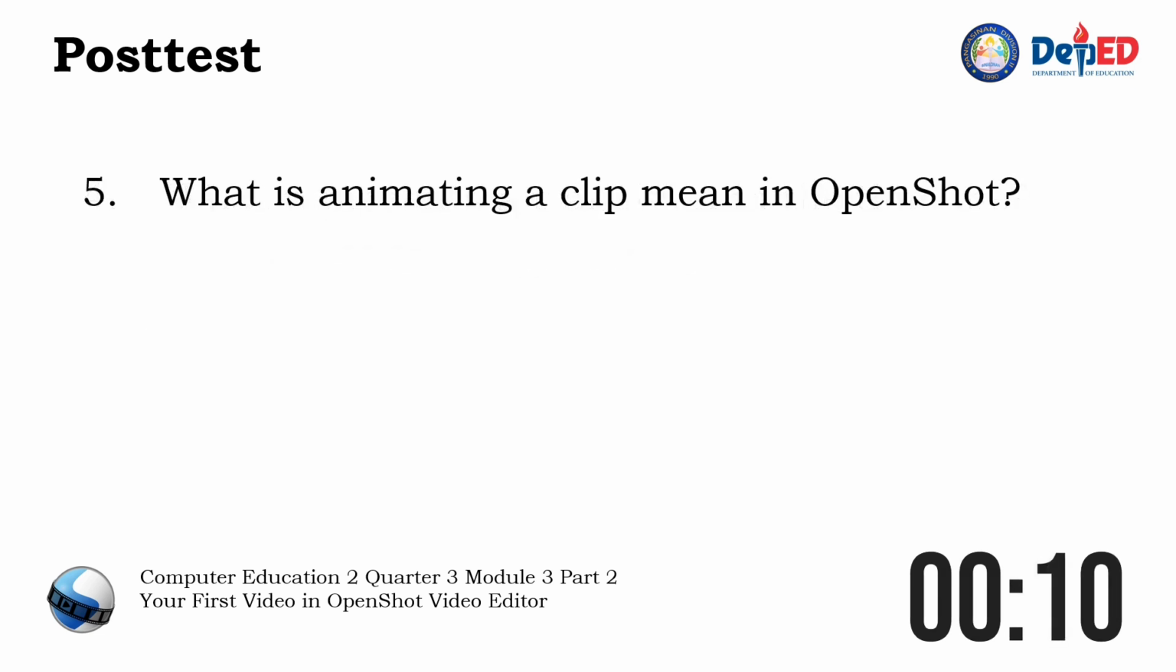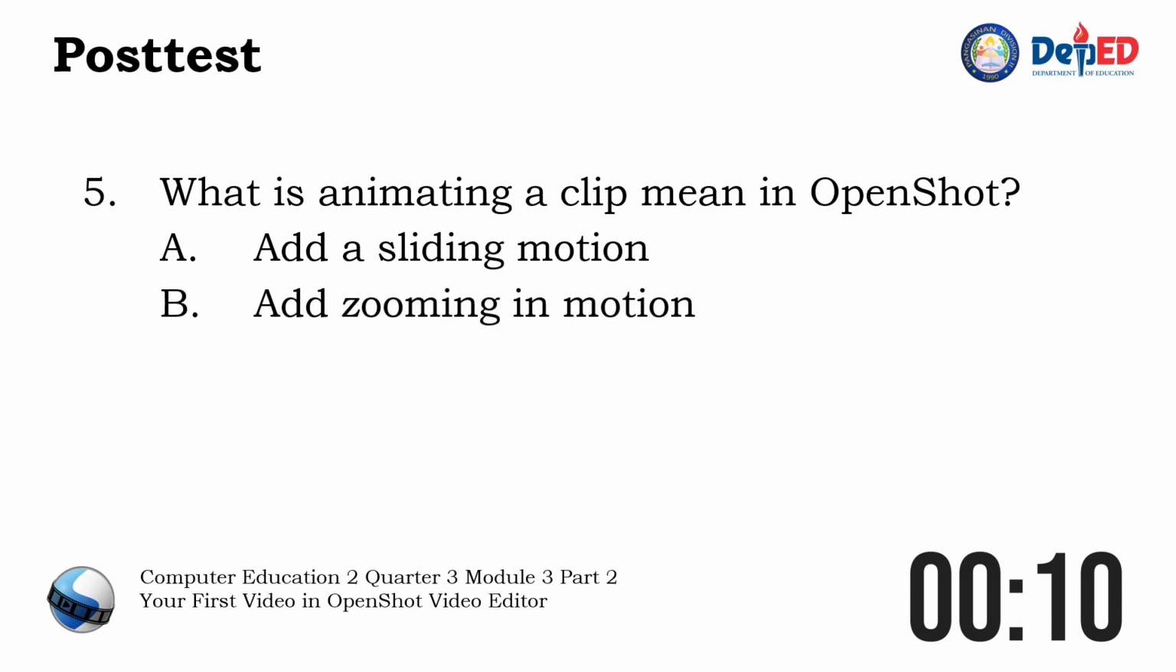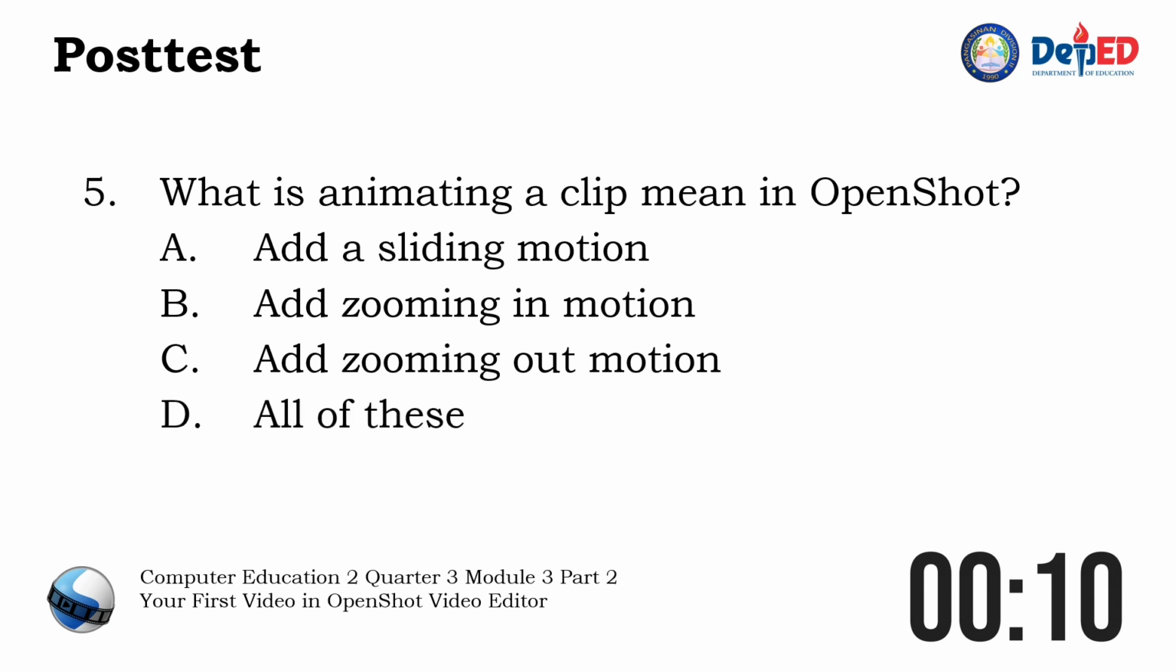5. What is animating a clip mean in OpenShot? A. Add a sliding motion. B. Add zooming in motion. C. Add zooming out motion. D. All of these. If your answer is D, then you are correct.